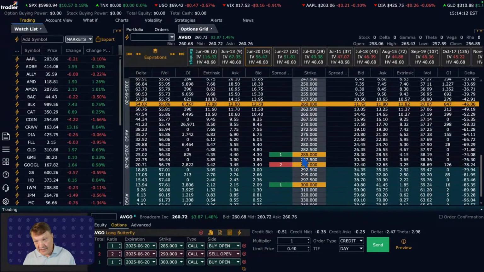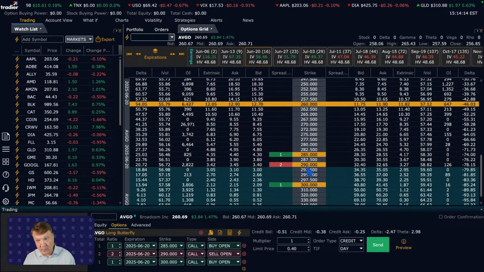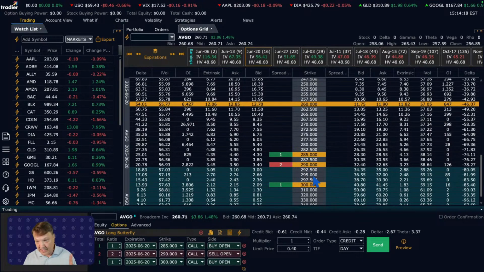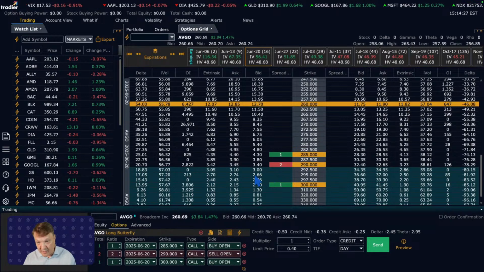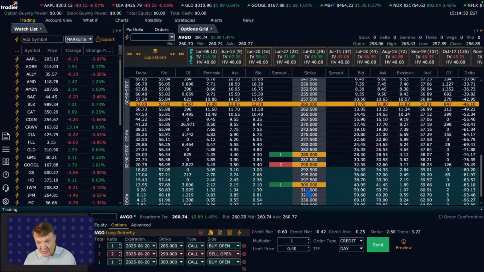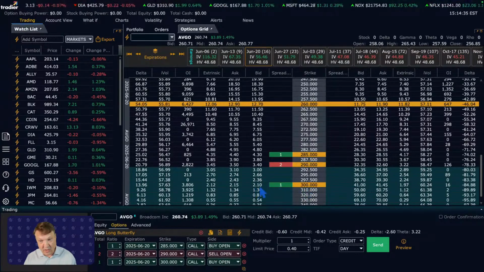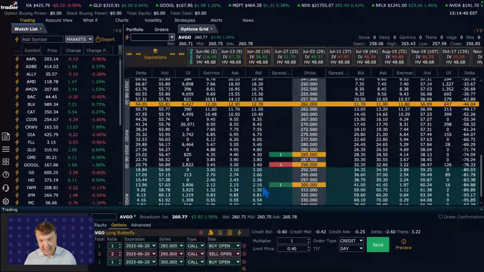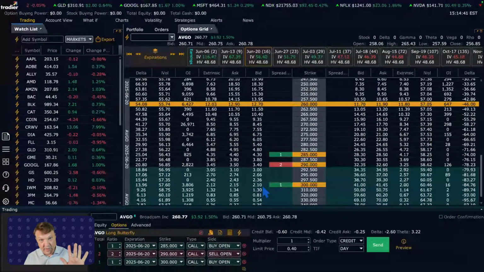Okay, we buy the 285, we sell two of the 290s, we skip the 295. That's where our short spread kicks in, and then we buy the 300. So in this instance, the 295 is trading for, and I'm just going to look at the bid here, $2.66. And the one that we would buy would be the 300, and that's $2.10. So 56 cents is the net credit received with 5 points of risk.